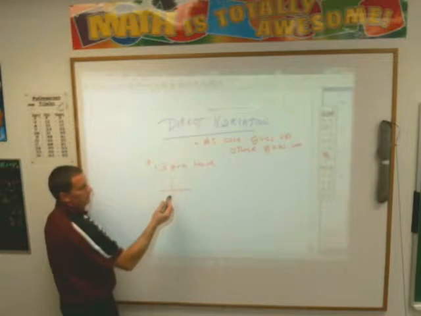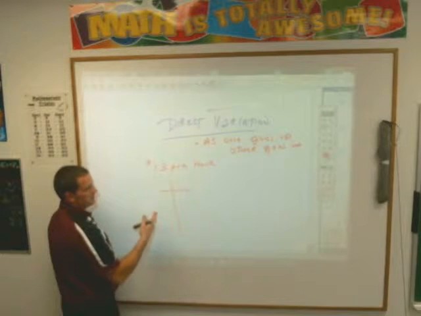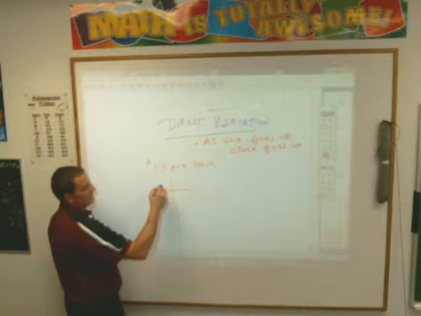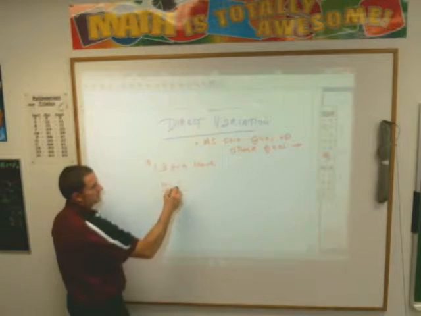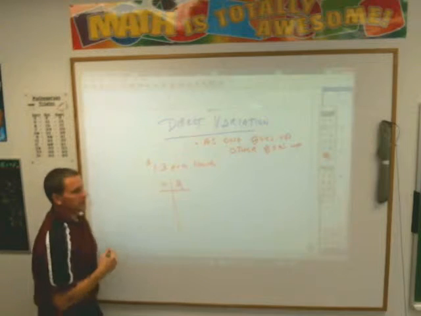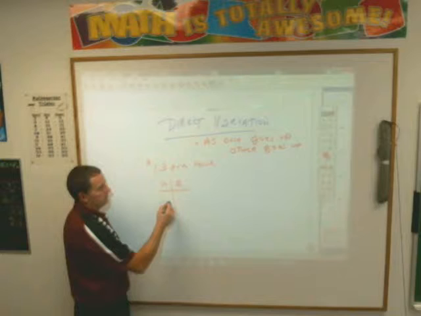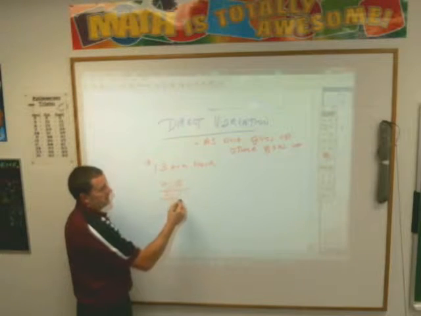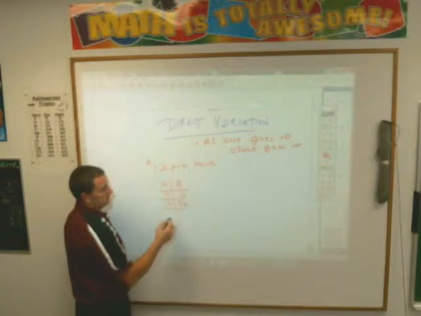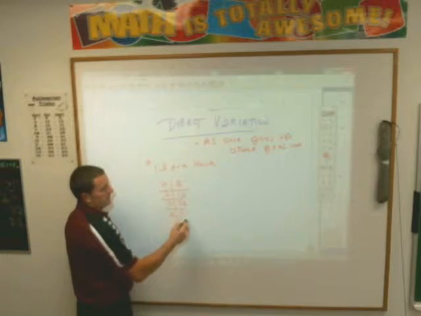Okay. Direct variation says the hours that you work, if you work more hours, you get paid more money. You work 1 hour, you make $13. You work 2 hours, you make $26. You work 3 hours, you make $39.